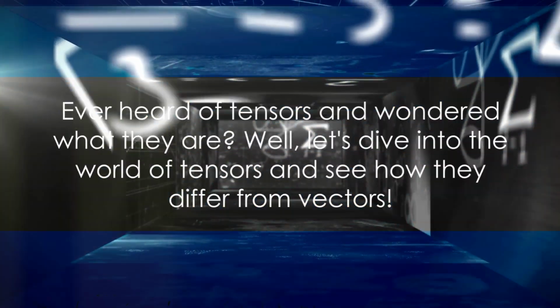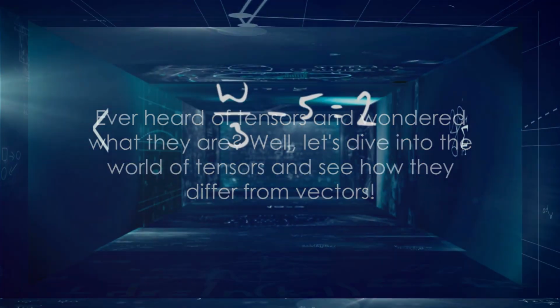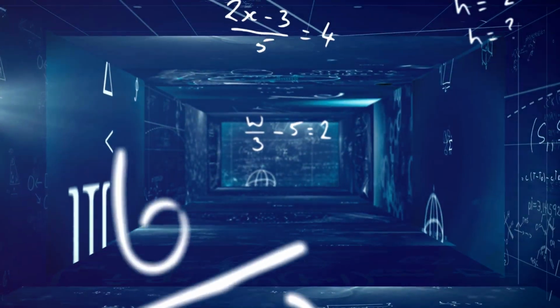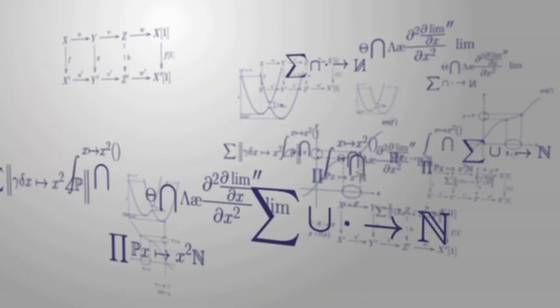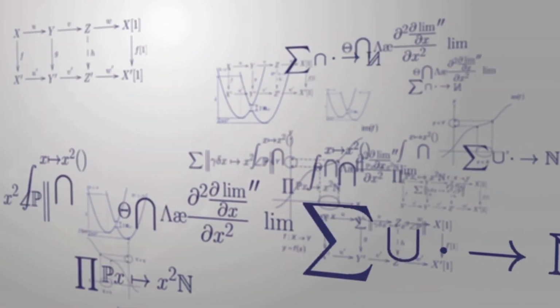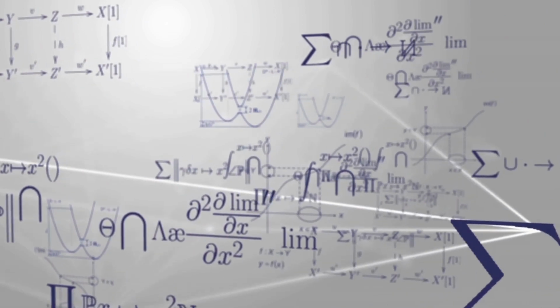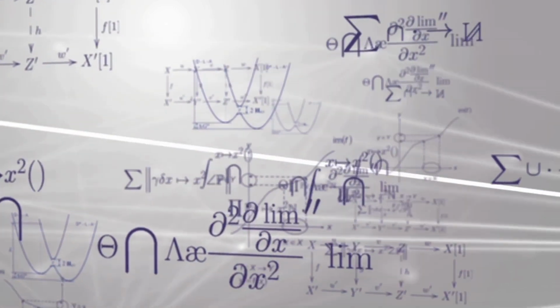Ever heard of tensors and wondered what they are? Well, let's dive into the world of tensors and see how they differ from vectors. At its most basic, a tensor is a container for data acting as a multidimensional array. If you're picturing a single number, you're thinking of a zero-dimensional tensor, also known as a scalar.